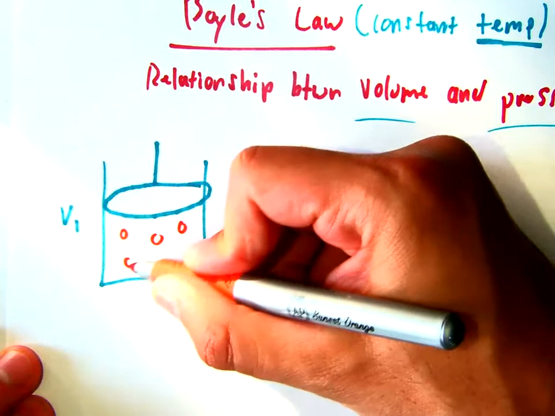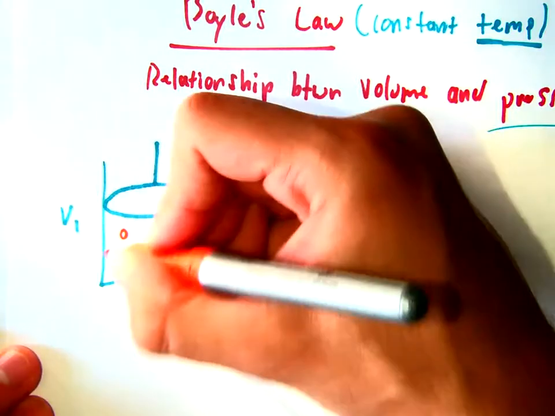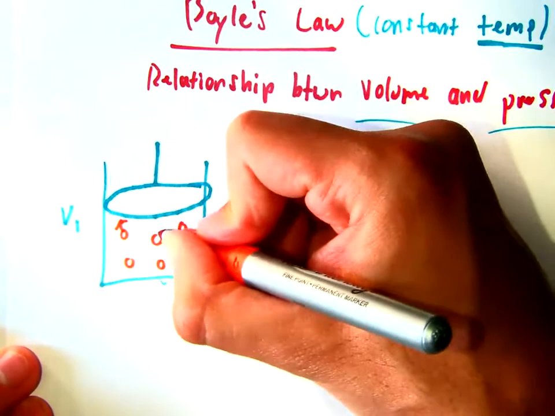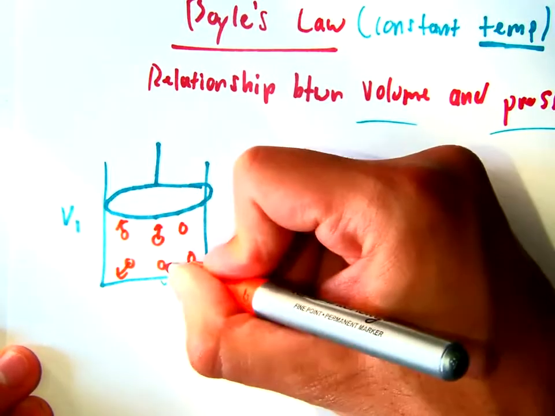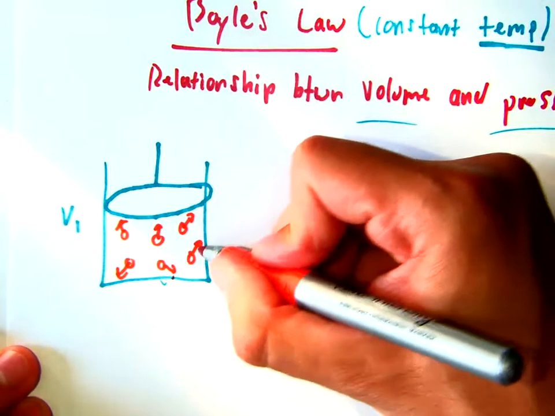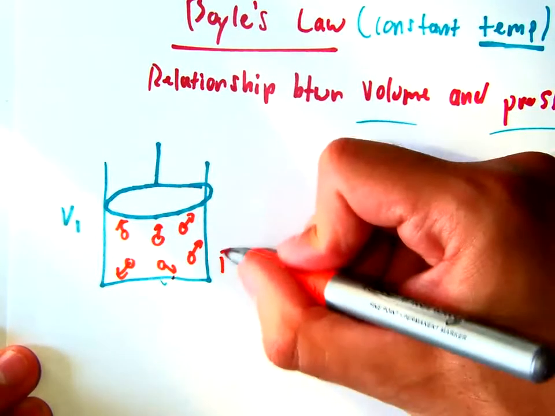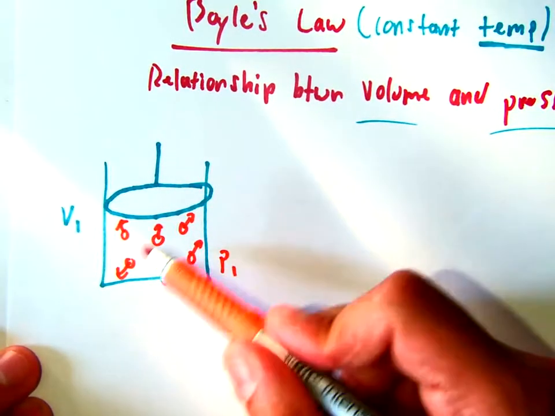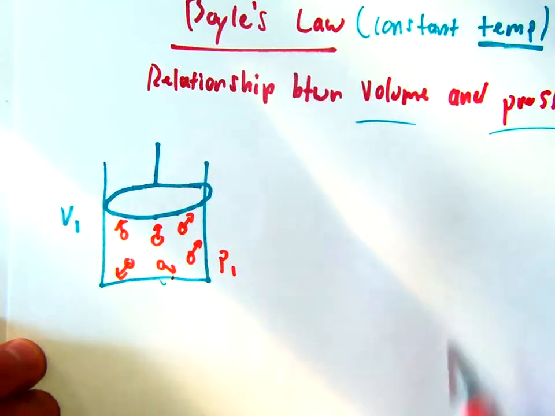We have some gas particles in there. According to the kinetic molecular theory, these gas particles are moving, and we know that they're colliding, and these collisions cause there to be a pressure, which we'll call P1. So there's a certain amount of pressure in here, which we'll call P1.